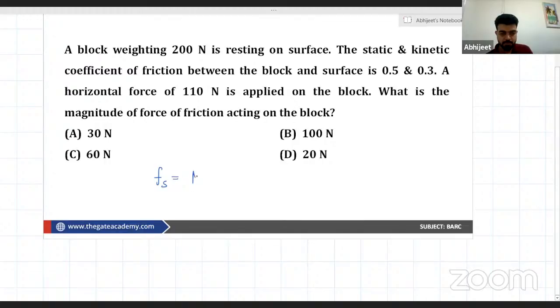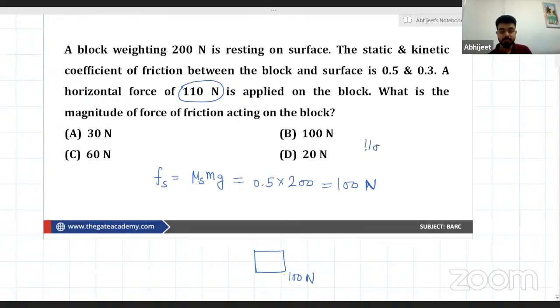Limiting friction force is mu s into m into g, whatever the mass of the block is. That is 200. So static, that is 0.5 into 200. How much is it, guys? That will be 100, right? Now 100 Newton is the limiting friction. It means to move the block, I need a force greater than 100 Newton. And obviously, the applied force is 110, which is greater than 100.